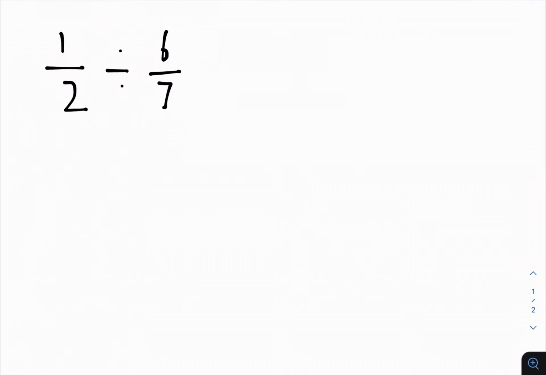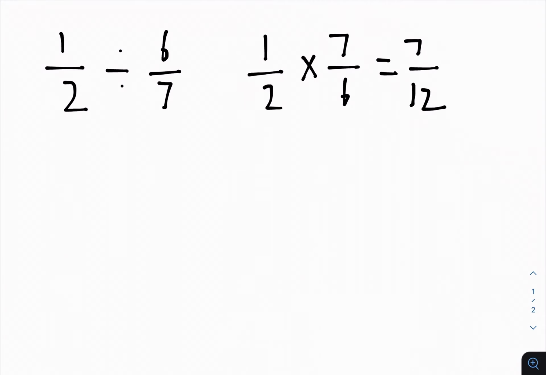Let's try another example. So let's try 1/2 divided by 6/7. Since 6/7 is being divided, we flip the 6 and the 7, and we get 7/6. So 1/2 times 7/6. And then we just multiply and get 7/12. Pretty easy, right? Okay, now let's try dividing whole numbers with fractions.